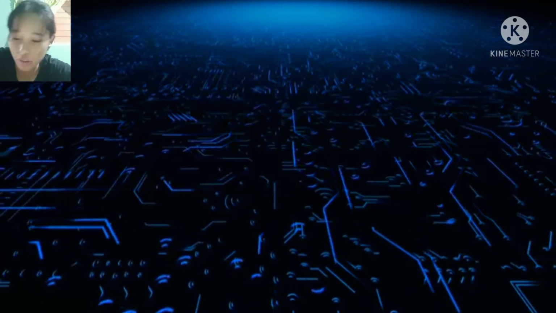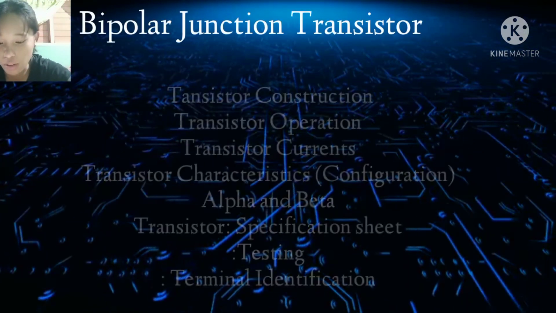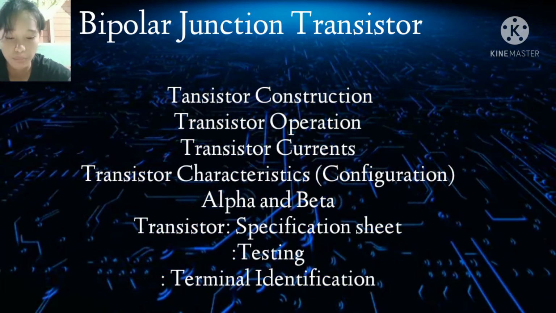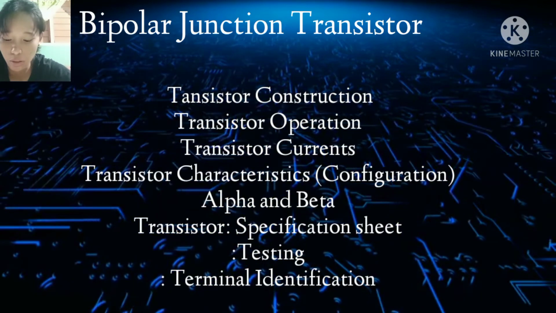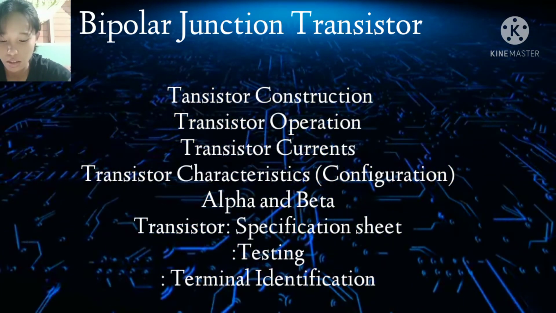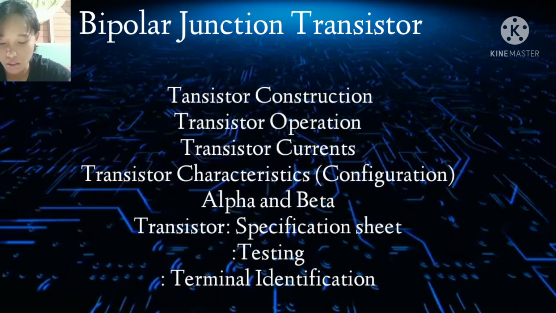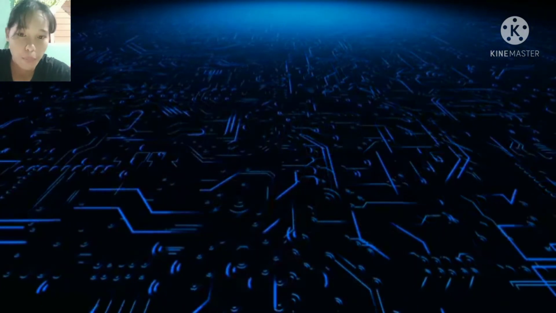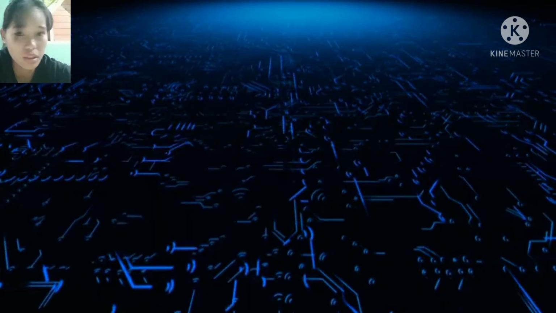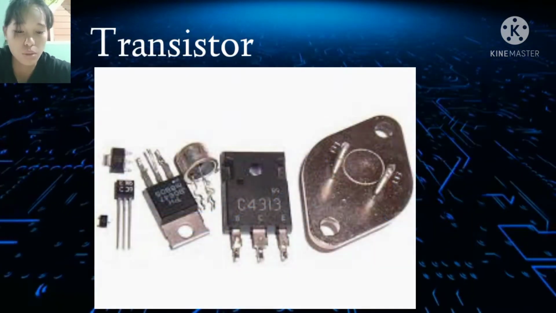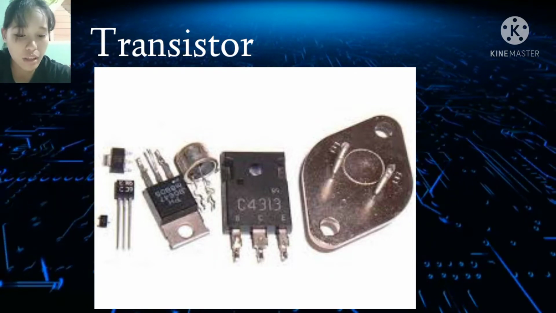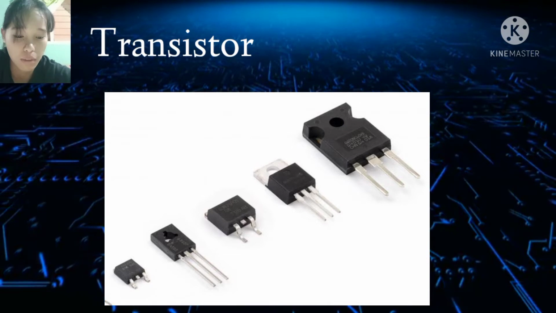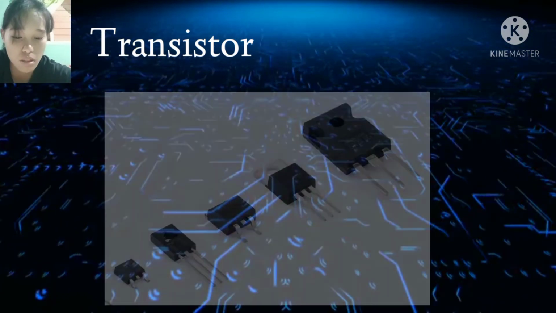So today we're going to talk about chapter 3 of Electronic Devices and Circuit Theory, which is all about the bipolar junction transistors. Here we are going to discuss from the transistor construction until its identification. So what is a transistor? A transistor is a three-terminal semiconductor device that is used for amplification and switching purposes.